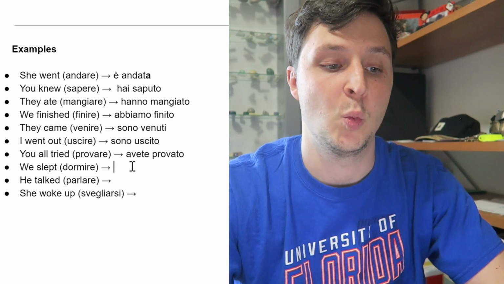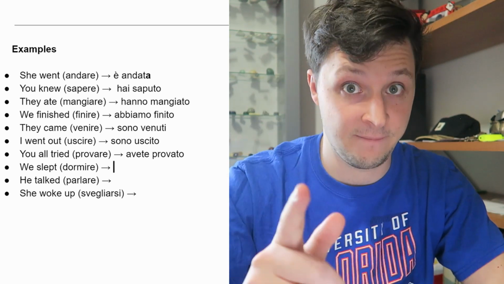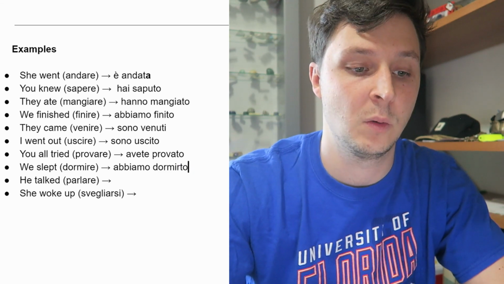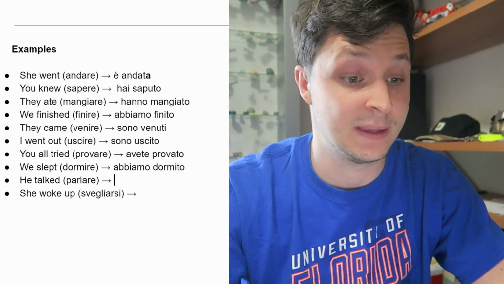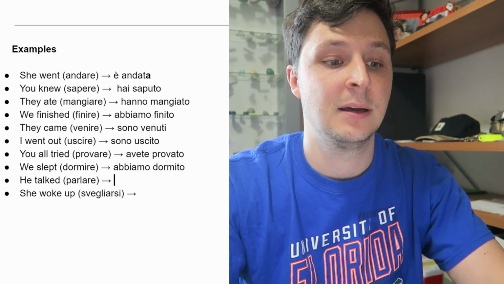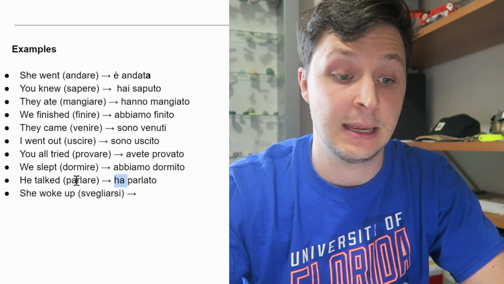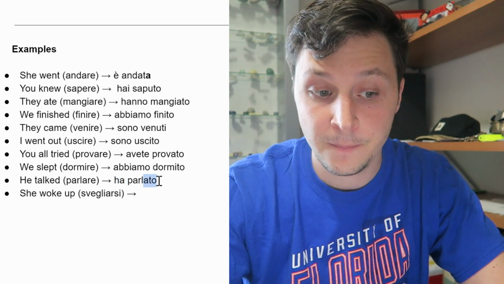Let's do 3 more. We slept. Dormire is avere, so abbiamo. Dormire becomes dormito. Abbiamo dormito. We slept. He talked. That will be ha parlato. Again, it's avere, and then parlare, to talk, becomes parlato.